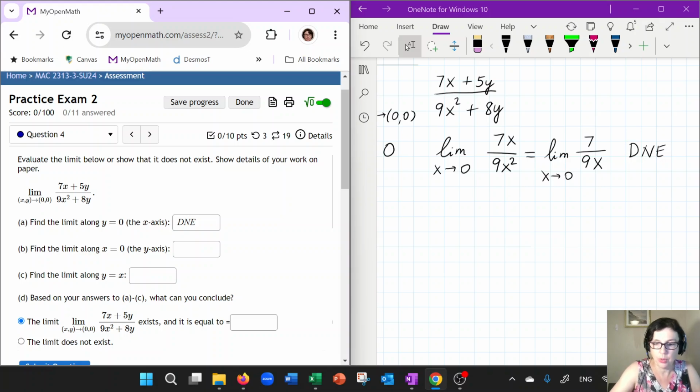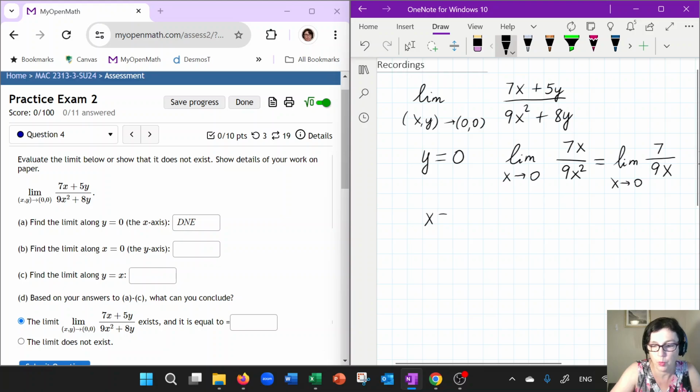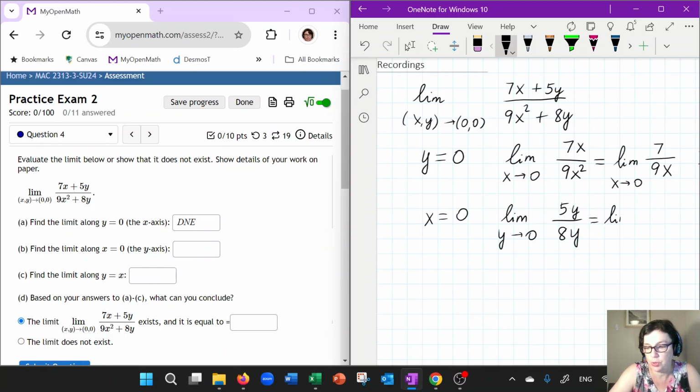All right, now let's take a look at another path to get to 0, 0. In this case, we're going to look at the y-axis, which is x equals 0. So here, y approaches 0. Let's plug in x equals 0. We get 5y divided by 8y. A straight plug-in of 0 again gives 0 over 0, but you should see if you can cancel. It is easy to see that y cancels out, and so that's just going to be 5 over 8, which is the value of the limit. So that is 5/8.